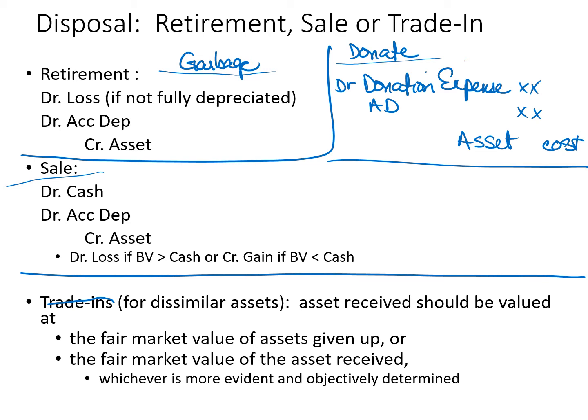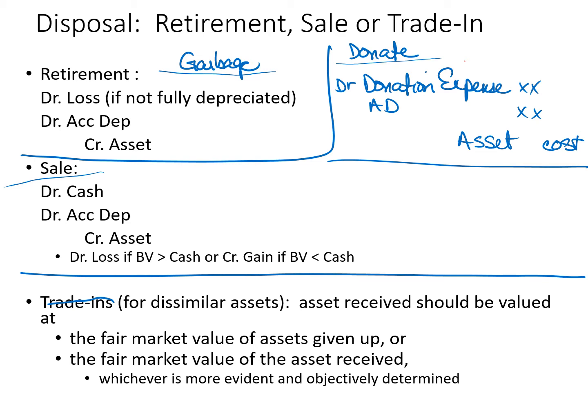Well, I'd rather sell it, so let's look at how you sell. So when you sell, you debit cash for whatever the cash price or cash proceeds are. You also debit accumulated depreciation for the balance in the accumulated depreciation account through the date of sale. You credit the asset for its cost, and then you'll either debit a loss if you need a debit, or you'll credit a gain if you need a credit to make that entry balance.